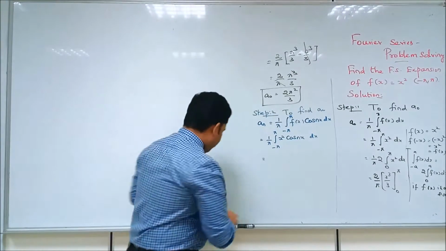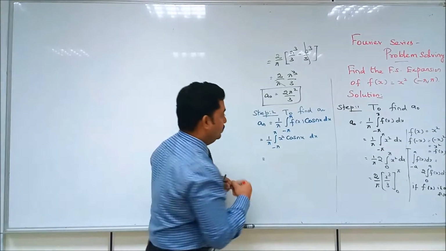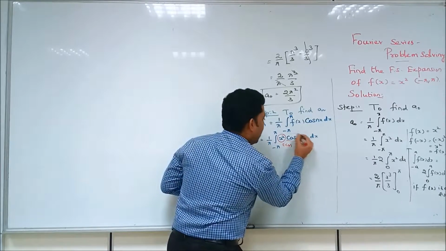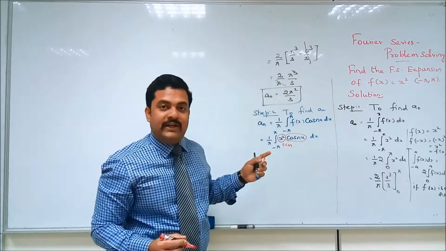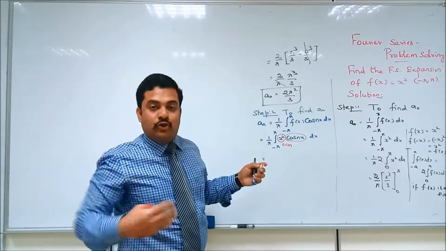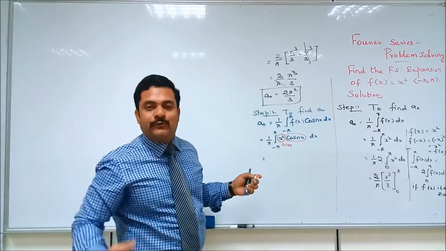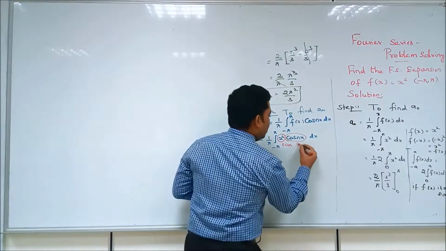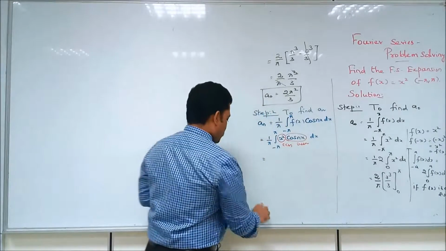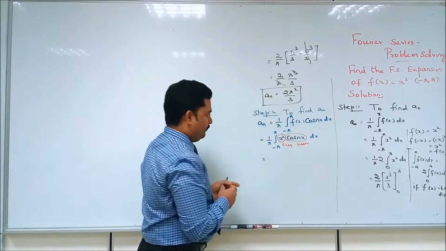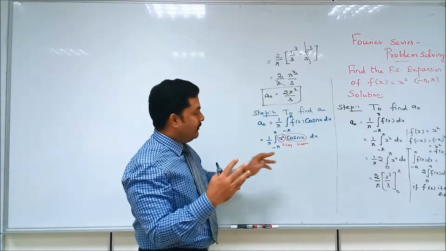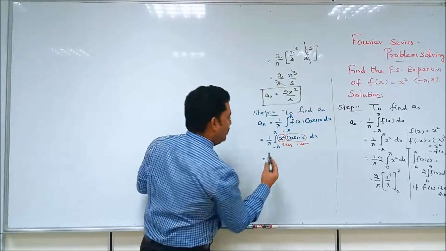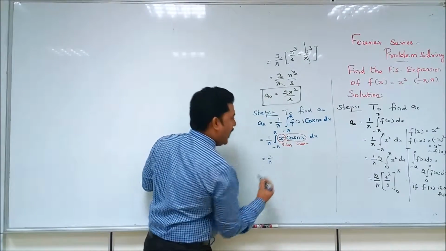See, x power 2 is even, am I right? We already proved x power 2 is even. Cosine nx, what is the property of cosine nx? In trigonometry you have studied that cosine of minus x is equal to plus cosine x, because cosine is an even function. So this cosine is also even. Here it is even into even, so the product of the functions inside the integral is even.